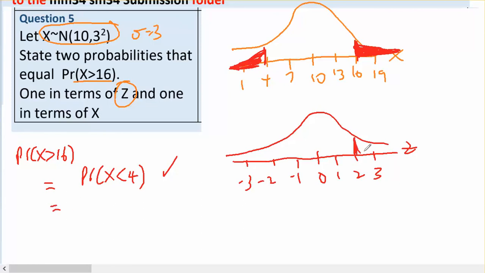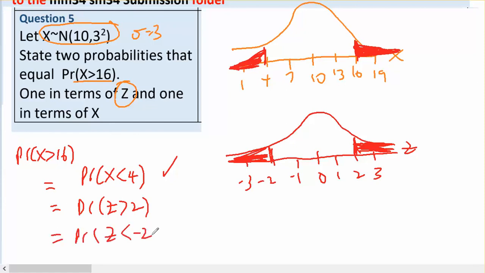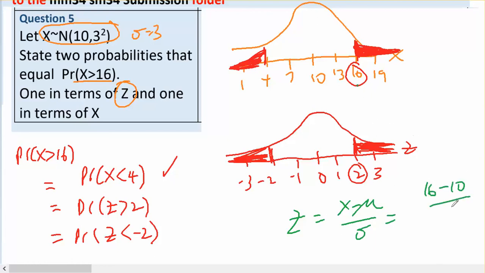It's also equal to the probability that z is bigger than 2. It's also equal to the probability that z is less than negative 2. I could see my 16 lined up with 2. You could use z equals x minus mean over standard deviation. 16 minus 10 over 3, 6 on 3 equals 2.